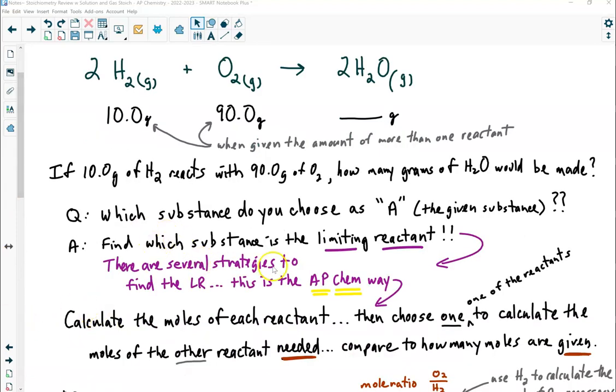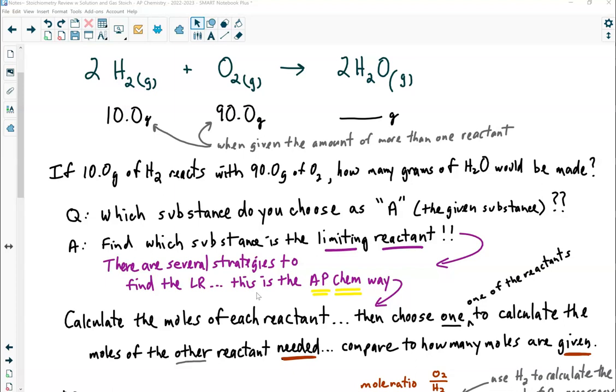Now, there are numerous strategies to determine which reactant is the limiting reactant. But I'm going to show you the way that, in my understanding from the AP chemistry teachers I've talked to, the College Board likes to see the limiting reactant chosen. If you have your own way of doing it, and it's reliable and logical, continue to use your way. With this refresher, though, I'm going to show you the AP chemistry way.